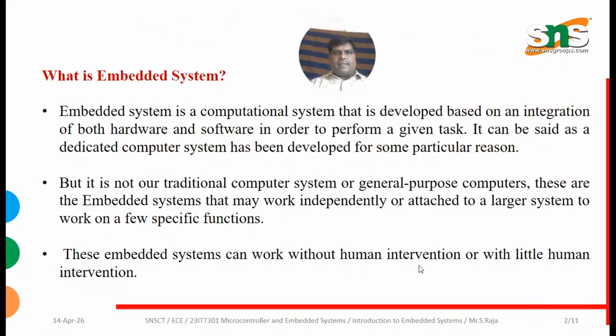An embedded system is a computational system that is developed based on an integration of both hardware and software in order to perform a given task. It can be said to be a dedicated computer system developed for some particular reasons, but it is not our traditional computer system or general purpose computer. Embedded systems may work independently or be attached to a larger system to work on a few specific functions. They can work without human intervention or with little human intervention, that is, they may be automatic or semi-automatic.